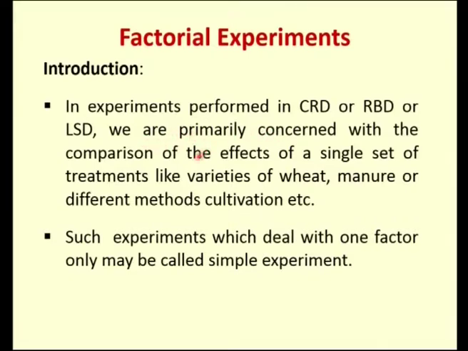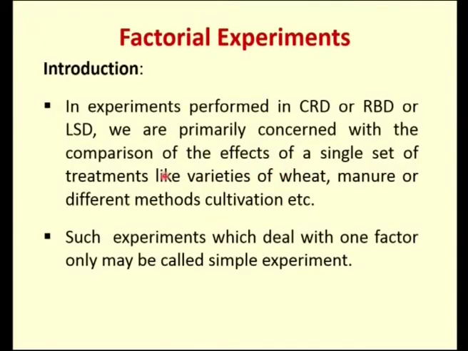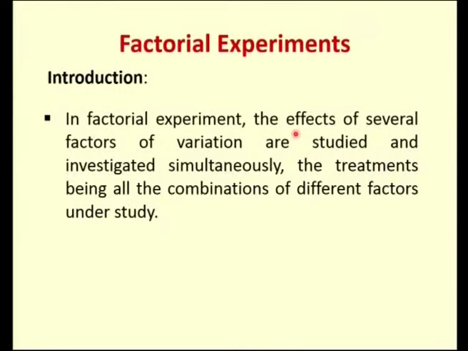So, there we are primarily concerned with comparison of the effects of a single set of treatments like varieties of wheats, manure or different methods of cultivation, etc. Single set of treatments are considered. These designs or these experiments are called simple experiment. We also have more than one set of treatments for comparison, and such experiments are called complex experiment or factorial experiment. In factorial experiments, the effects of several factors of variation are studied and investigated simultaneously, the treatment being all the combination of different factors under study.